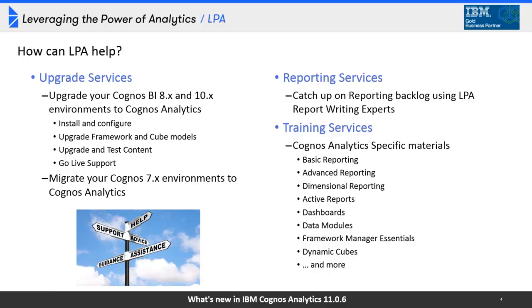But it's not simple because it's a migration. So we can help you plan the migration. We can help you execute the migration. And one of the things that often happens when you migrate from Series 7 or from a non-IBM business intelligence product is you have a bunch of reports that you need to write. They could be reports you're rewriting from the old tool. It might just be that you have a backlog of reports, whether you're upgrading or not.